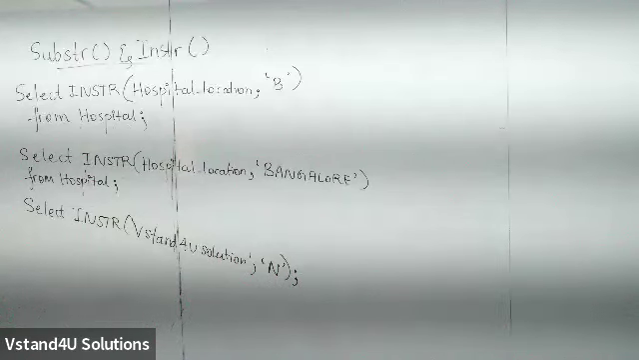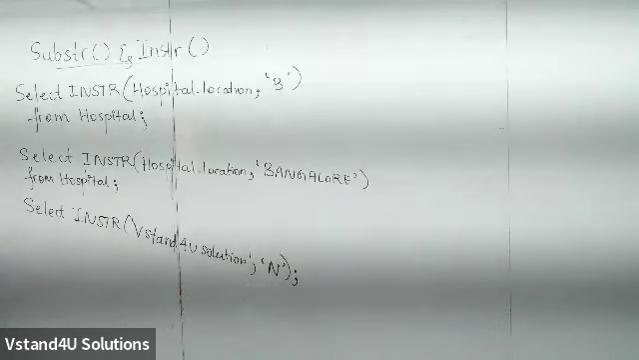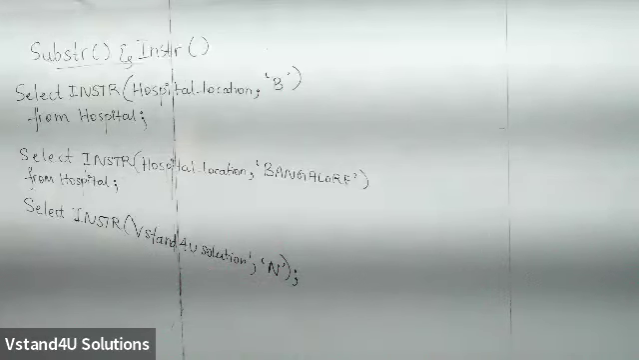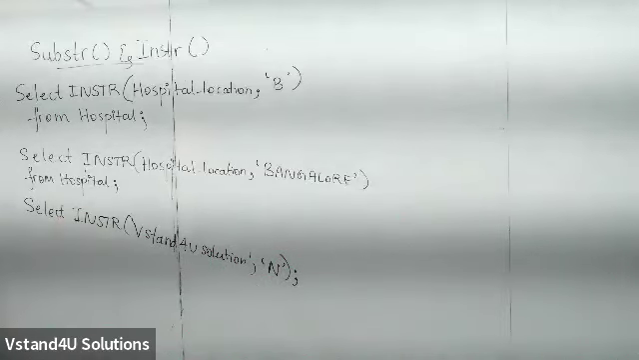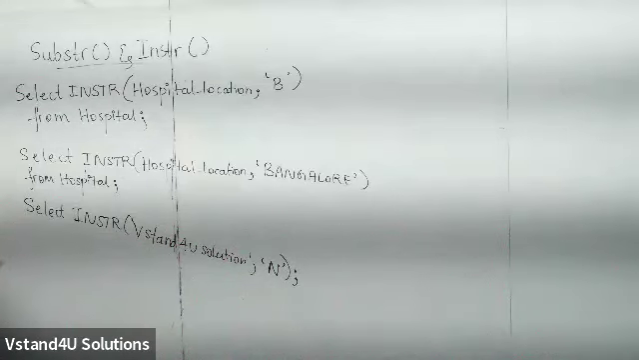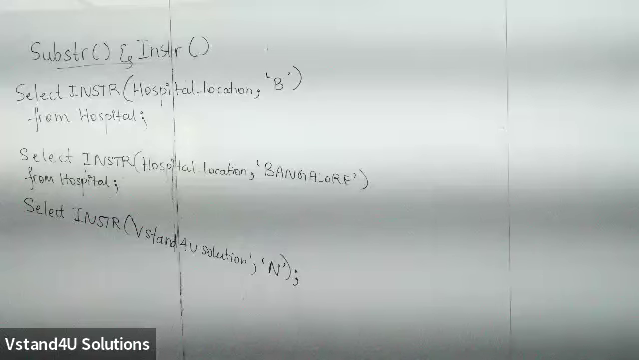Take down the next question. Write a query to retrieve the substring from hospital location, from the position where character B appears in the hospital location, until the end of the string.